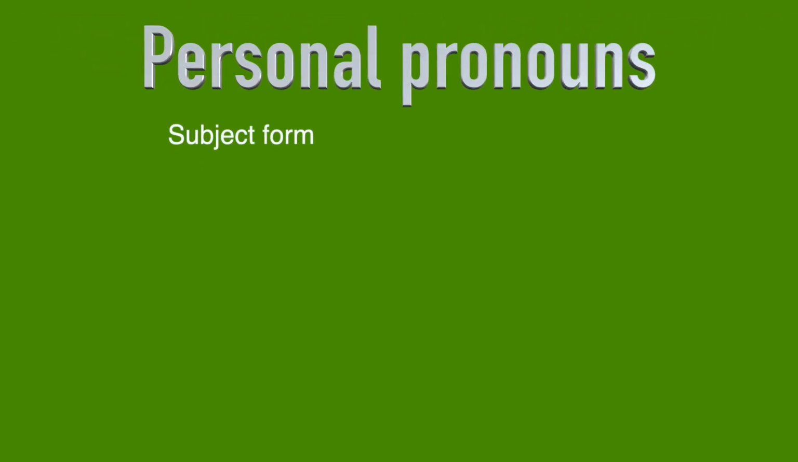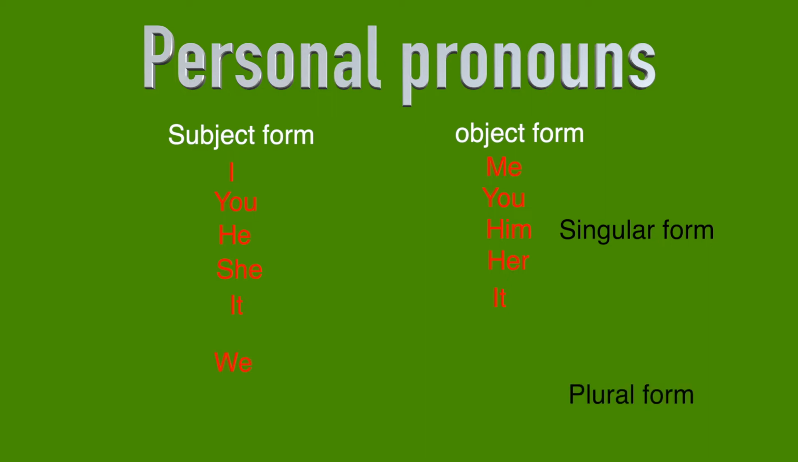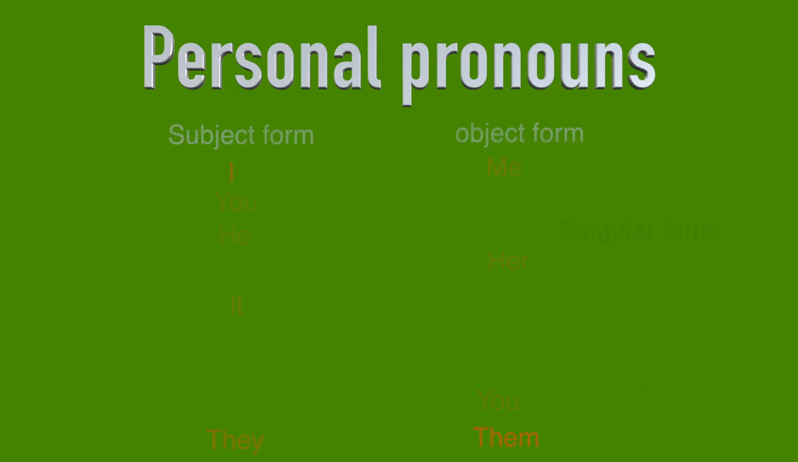So take note, personal pronouns, subject form and then the object form. I becomes me. You remains you. He becomes him in singular form. She becomes her. It remains it. Now plural form. We become us. You remain you. And they become them.